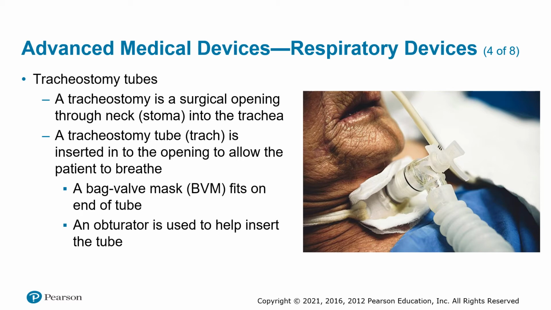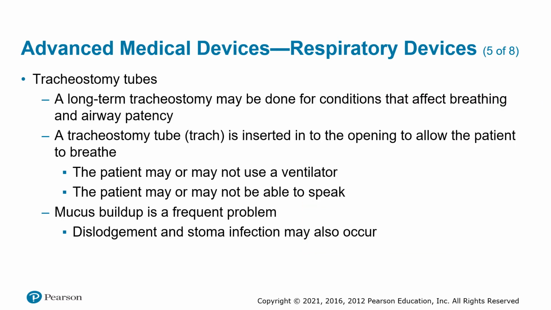Tracheostomy tubes. This is a surgical opening through the neck into the trachea. The tracheostomy tube is inserted into the opening to allow the patient to breathe. So a BVM fits on the end of the tube, so that if they're on a vent and the vent isn't working or something like that, then you can take them off the vent, put them on a BVM, and bag them. An obturator is used to help insert the tube, and I'll show you that when you guys come for skills. An obturator is just a small plastic tube that goes into the tube to help it insert.